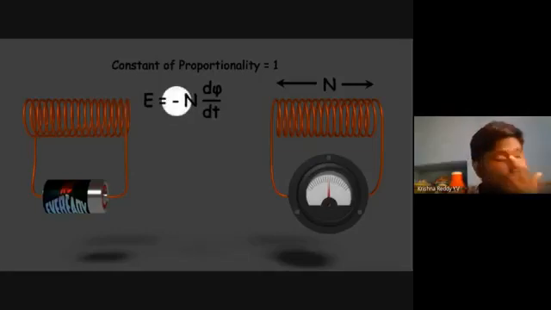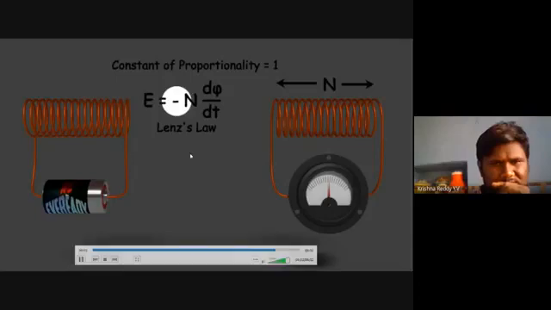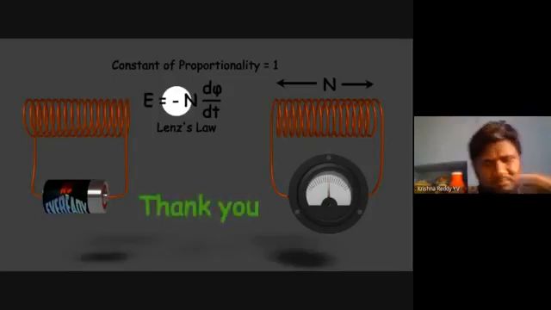Two, there should be a minus sign on the right hand side of the equation. This is to justify Lenz's law, which states that the polarity of the induced EMF opposes its cause, which is the changing flux linkage. Hope you got a basic idea of Faraday's law of electromagnetic induction.